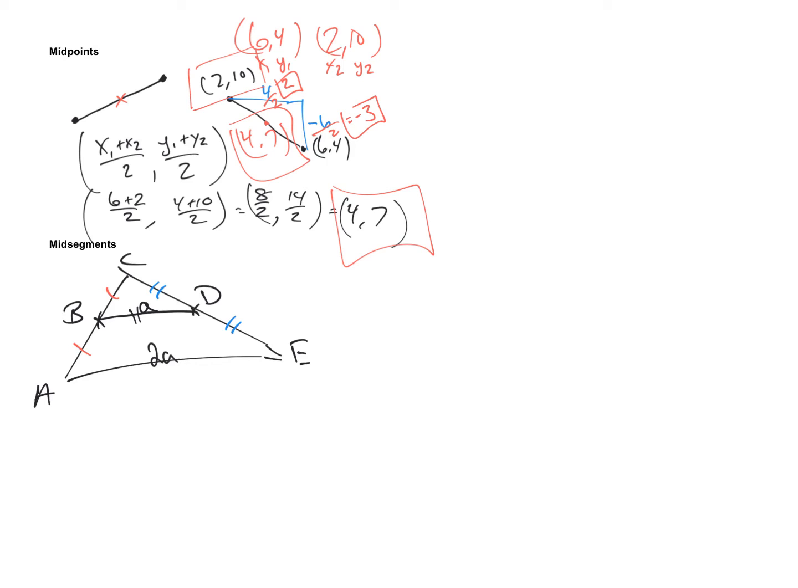And this kind of makes sense, right? If we have this small triangle up here on the top, and then we have a big triangle with CAE, the relationship is 1 to 2.